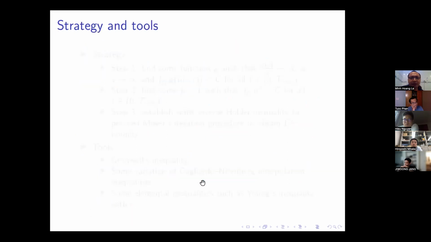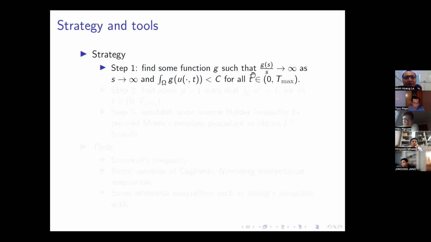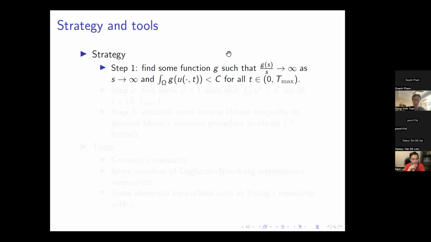Right. So the strategy and the tools. First of all, the strategy: how do we prove that? We can divide it into 3 steps. For step 1, we will find some function G such that it satisfies some slow roll condition. For example, G can be u log u or something like that, and the integral here is bounded at all times. In the past, I haven't seen any other paper choose G differently. They just consider G as u log u, the entropy.